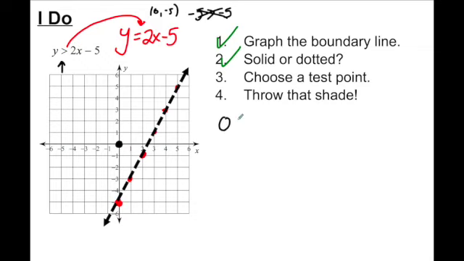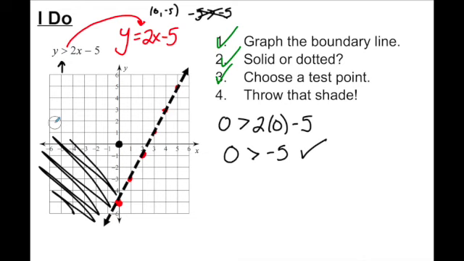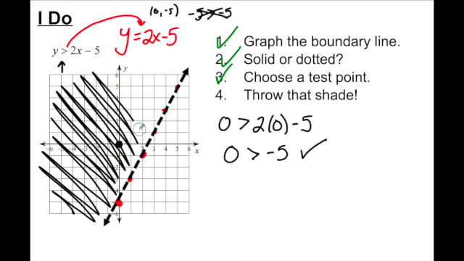So I substitute 0 for y, and I substitute 0 for x, and I get 0 is greater than negative 5. Is that true? Yes, that is true. So based on that, I've now got my test point, and I'm going to shade. Because 0, 0 makes the inequality true, everything on the same side of this line as 0, 0 also makes the inequality true.